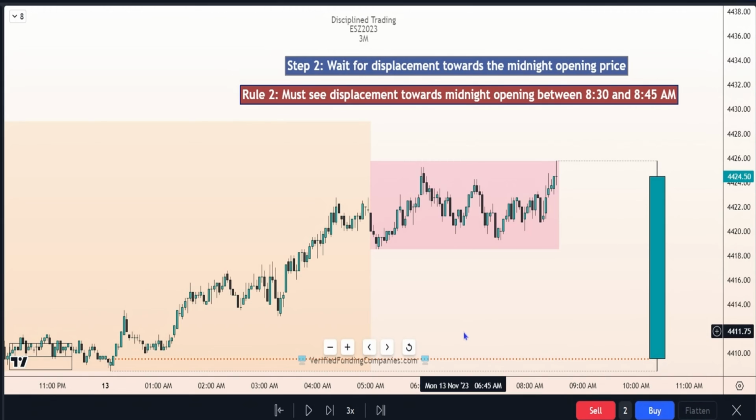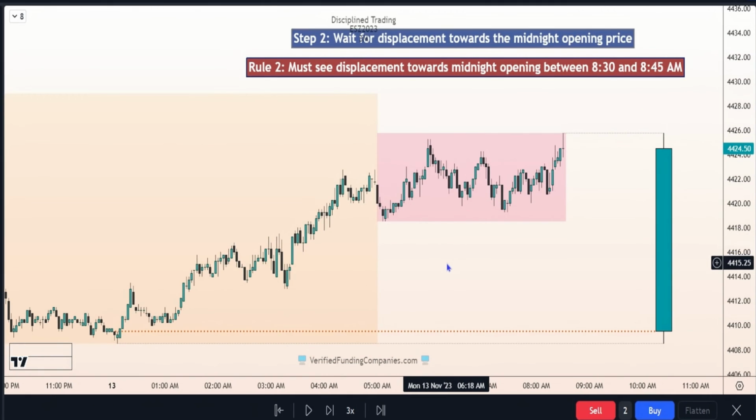Okay, step 2 is going to be wait for displacement towards the midnight opening price. And then rule 2 is you must see displacement towards the midnight opening price between 8:30 and 8:45. This is the most important rule. Like I explained, the whole reason it works so well is because we're waiting to see if the algorithm, when it turns on at 8:30, is going to push price towards or away from the midnight opening price.